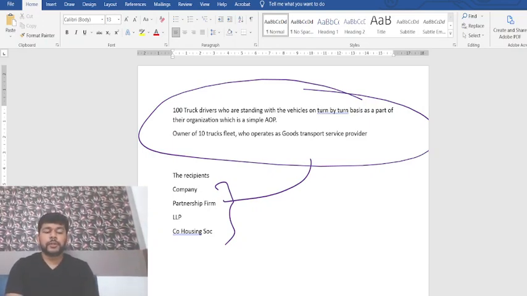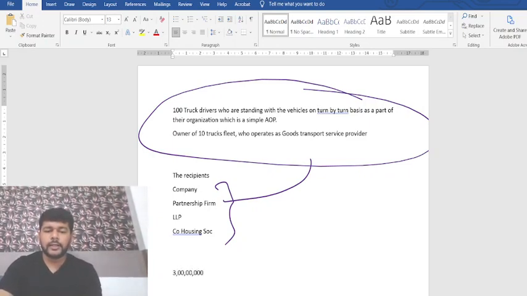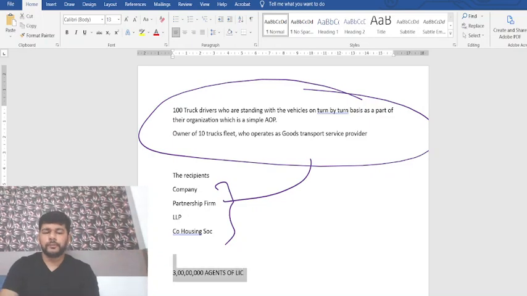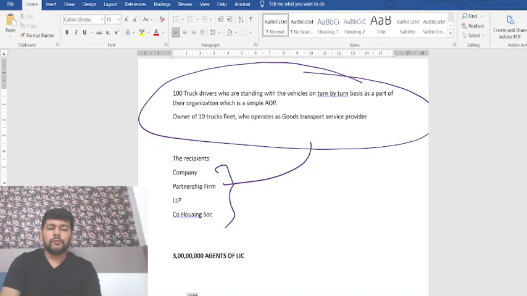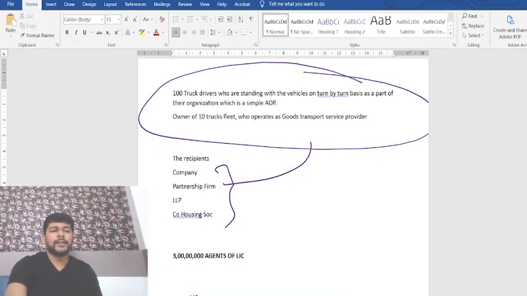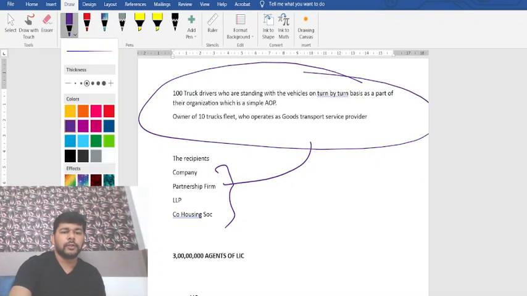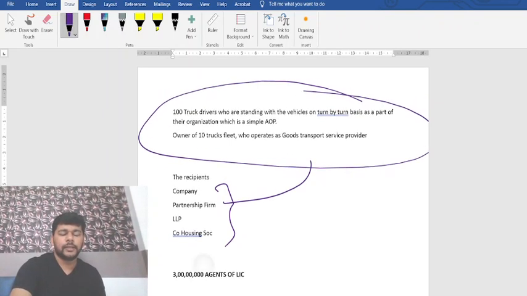So insurance service providers के case में क्या होता है? Suppose now there are say, I cannot even anticipate the number really. So let's say that there are 3 crore LIC agents, like agents of LIC, Life Insurance Corporation of India. As against that, there is only one LIC. So, for 3 crore agents, there is only one LIC over here, right?